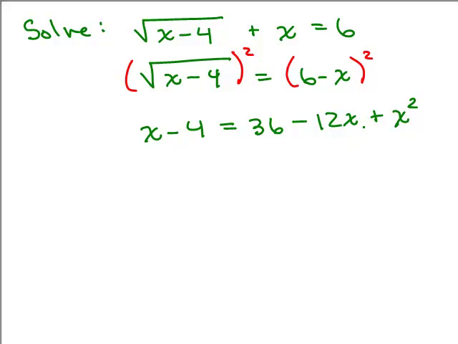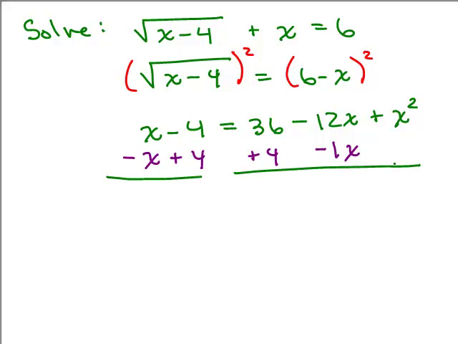So to solve a quadratic equation, we have to set the equation equal to 0. Since the x squared term is on the right-hand side, I'm going to move everything to the right-hand side. So I'm going to subtract x and add 4 to both sides, so it'll be a 0 on the left-hand side. I'm going to put that under the x term, and I'm going to add 4. And that gives me 0 equals 40 minus 13x plus x squared.